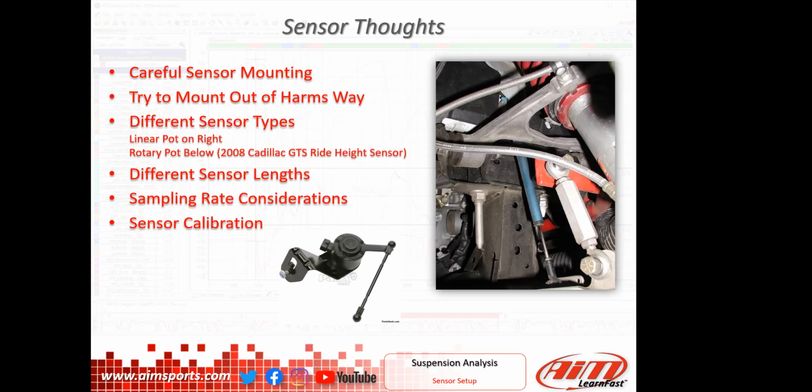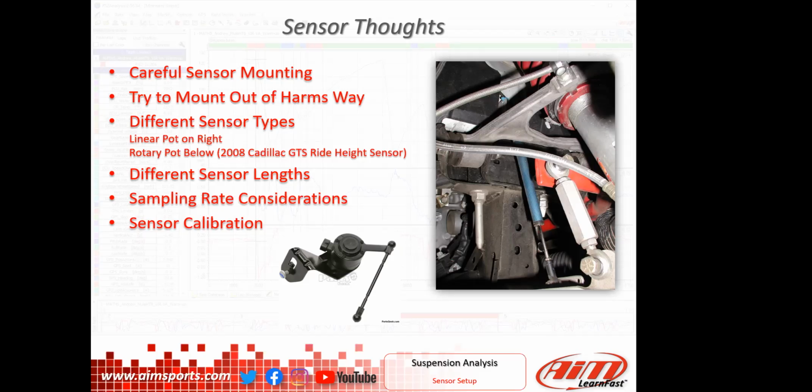So these sensors are in a spot where you really need to mount them with some forethought and mount them carefully. You try to mount them out of harm's way as best you can. In most all cases, they're out on the suspension, moving up and down. There are places where there are going to be rocks and bits of rubber and of course crash damage and some other things.